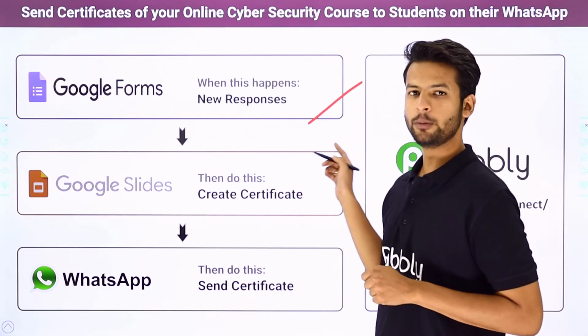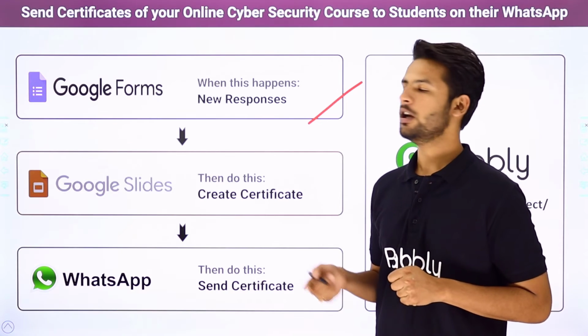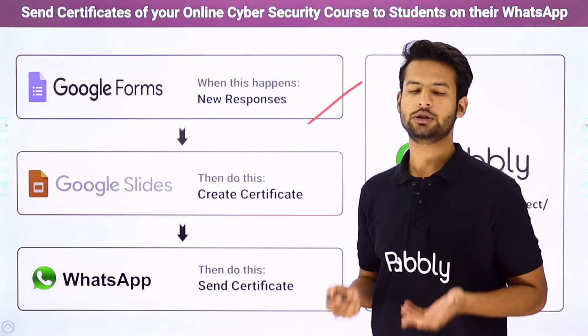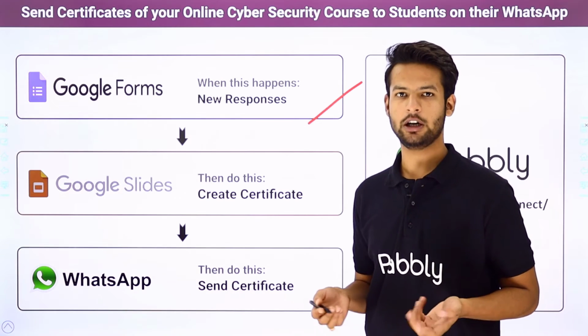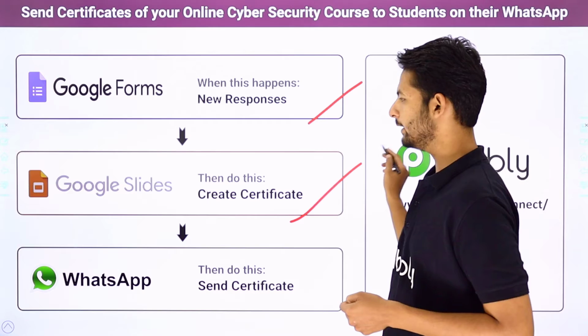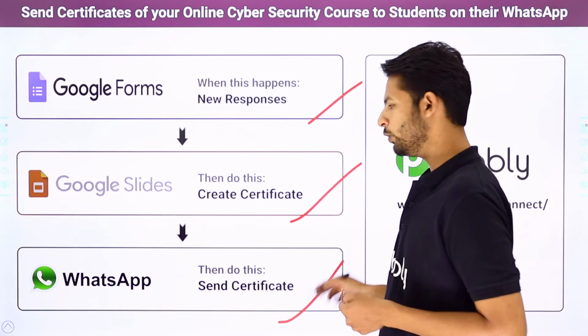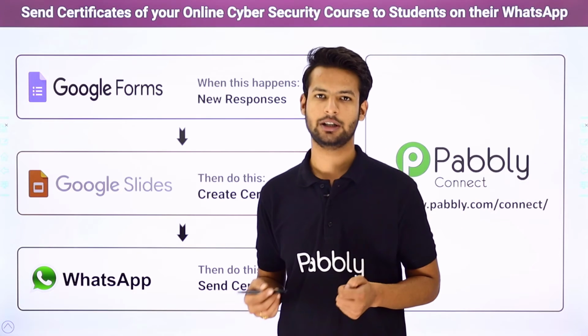First I have used Google Forms to create online forms. Here I have used Google Forms, but you can use any other platform like Jotform, Paperform, Pably Form Builder, etc. Then I have used Google Slides to create the online certificate, and finally I have used WhatsApp. You know, it's a famous chatting app to send the certificates.